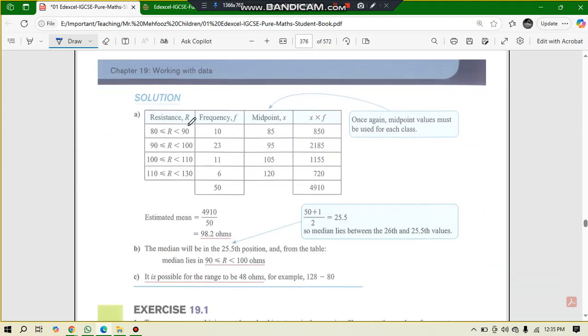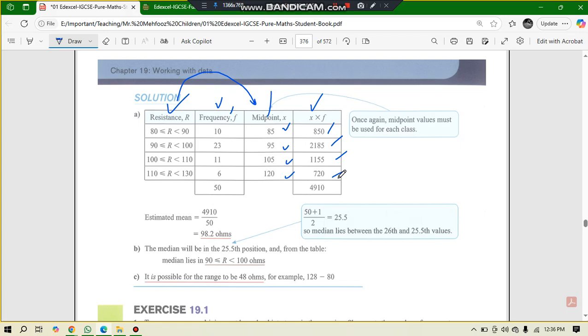So first of all we have the resistance and the frequency. First we have to find the midpoint of the resistance, which equals 85, 95, 105 and 120. After that we have to find x multiplied by f, midpoint and frequency multiplication. So your answers will be 850, 2185, 1155, 720.